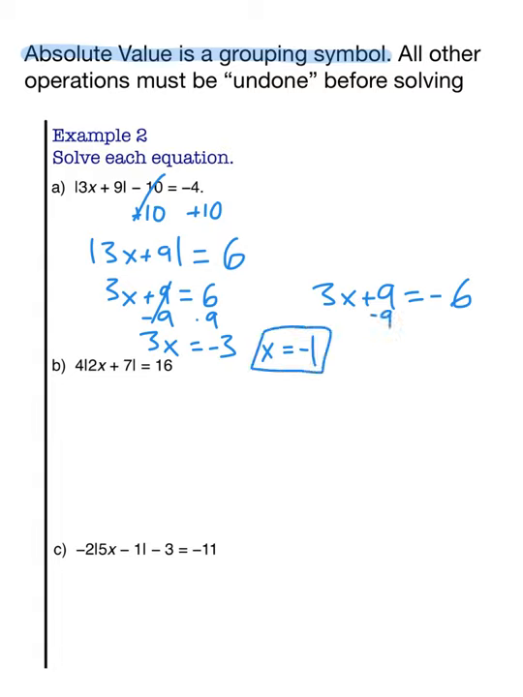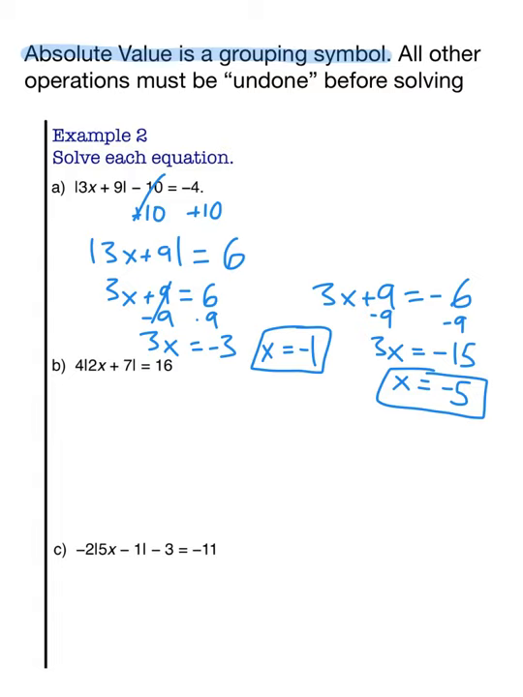And on this side, take away 9. I have 3x equals negative 15. Divide both sides by 3. I get x equals negative 5. All right, I encourage you to pause the video now, copy down each step, make sure each step makes sense to you. Otherwise, write down a question, ask it when you come back to class.